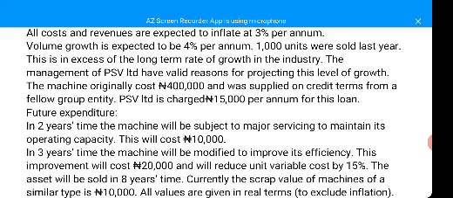The machine originally cost 400,000 naira and was supplied on credit terms from a fellow group entity. PSV Limited is charged 15,000 naira per annum for this loan.